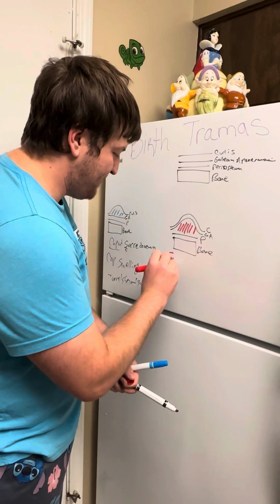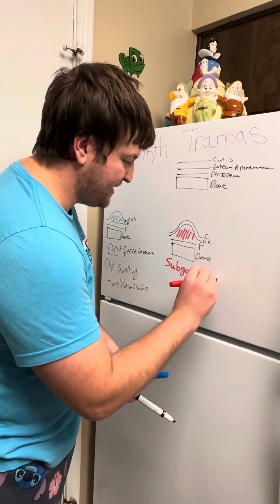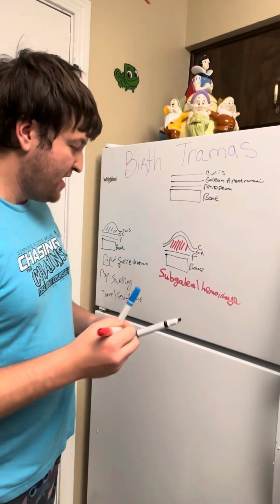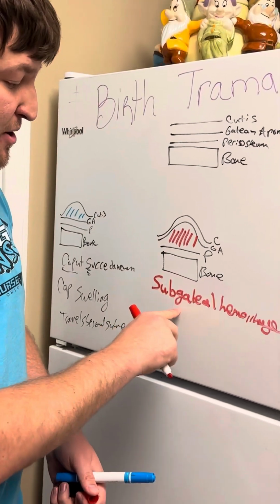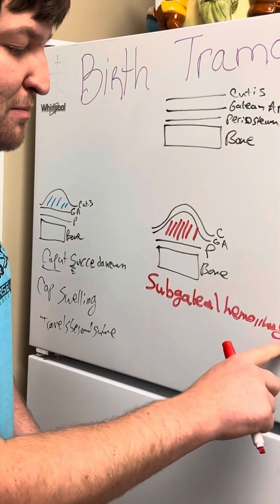So let me go ahead and write that out. Subgaleal hemorrhage. Okay, and this all makes sense. Let's break it down. So sub means below, galeum, so it's below the Galeal aponeurosis. We're all good there. And it's also a blood collection.